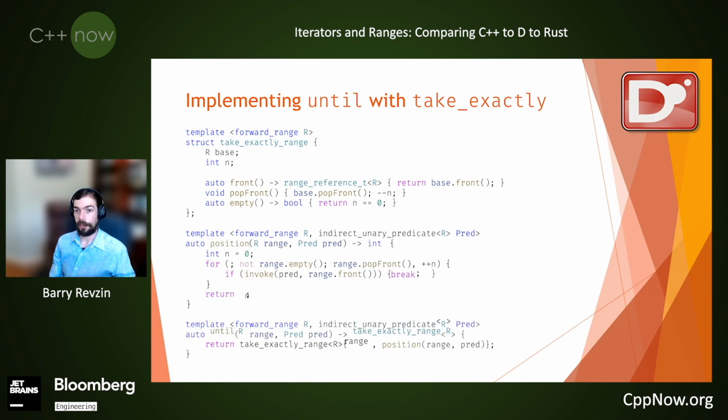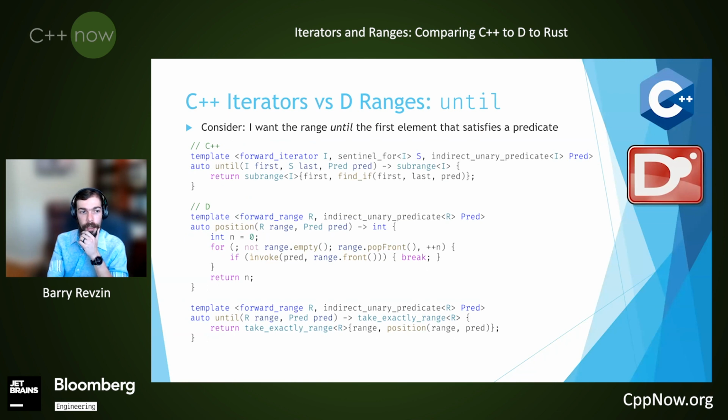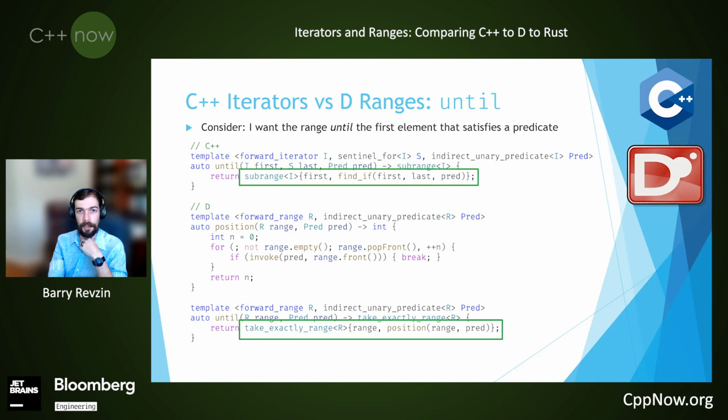And we can refactor this a little bit by putting that into an algorithm, and we call that algorithm position. Position takes a range and a predicate and counts how many elements come before the first element that satisfies that predicate, and then we take exactly that many elements. So if I bring back the C++ implementation here, these look very similar, right? If you look at them, particularly the boxes here in until, in C++, we're returning a subrange from first to the result of find if, and in D, we're returning take exactly range from range until the position.